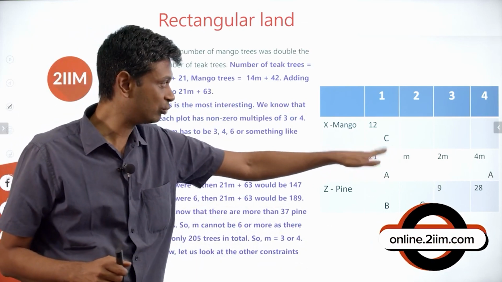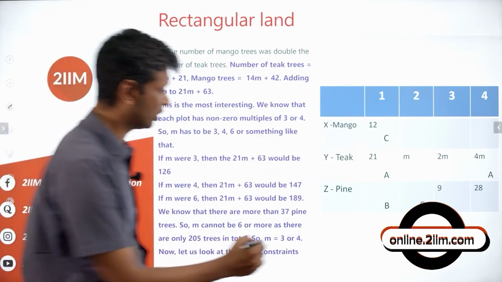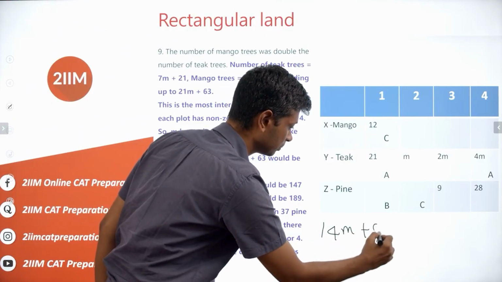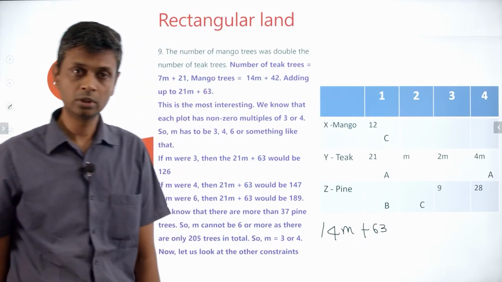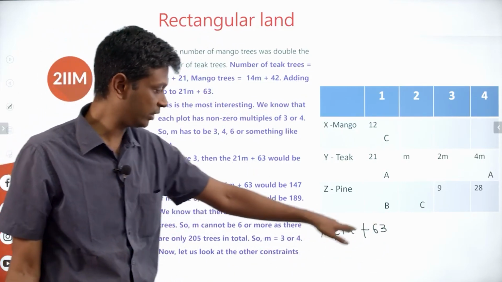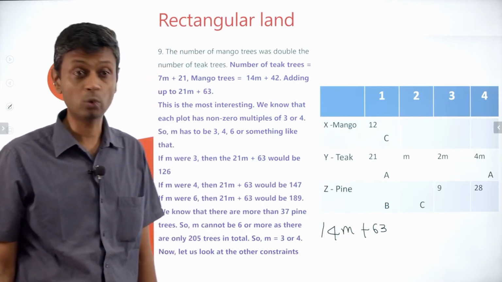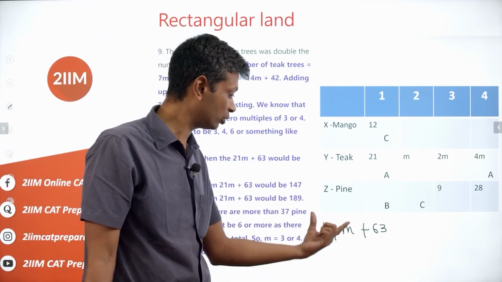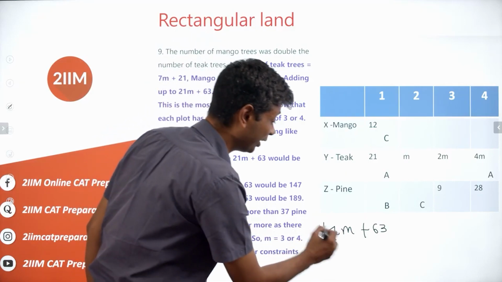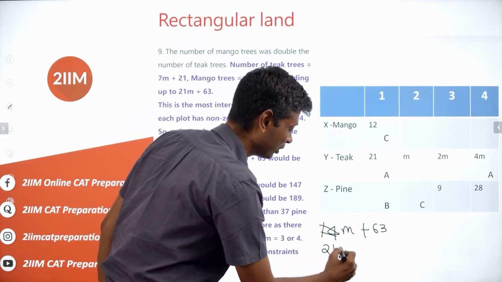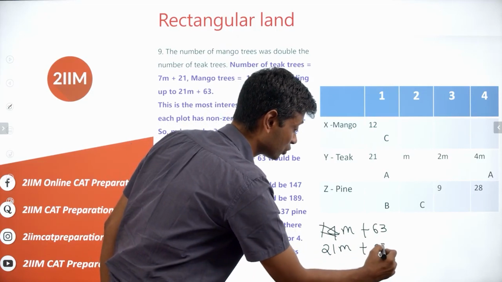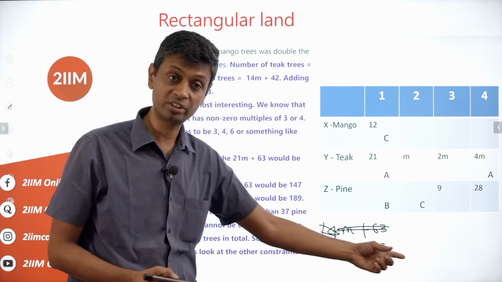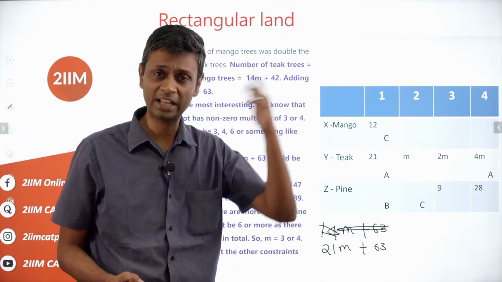And M is 3, 4, 6. We add those two up. Remember we got 14M plus 42 and 7M plus 21. M could be 3, so 21 into 3 plus 63. M could be 4, 21 into 4 plus 63. M could be 6, 21 into 6, plus 63. So it is 21M plus 63, sorry about that earlier slip. M could be 3, 4, 6, 8, any of those.